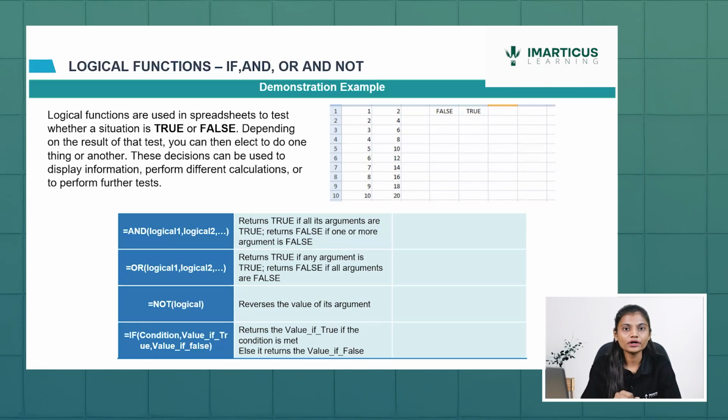What does AND do? It gives a result of true when all the specified conditions are true, and it will be false when any one of the given conditions turns out false. So it requires all the given conditions to be true. That is the purpose of AND.